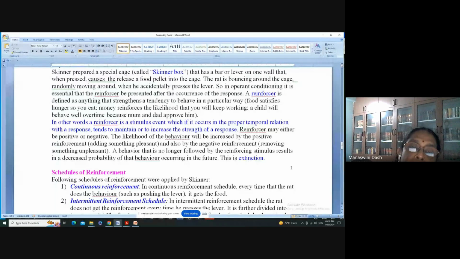And a behavior that is no longer followed by the reinforcing stimulus results in a decreased probability of that behavior. That is known as the process of extinction. So when the behavior is no longer followed by reinforcement, extinction occurs.